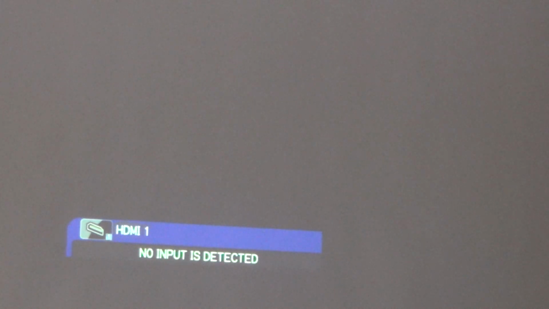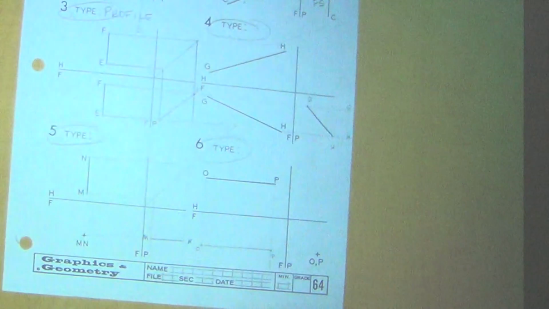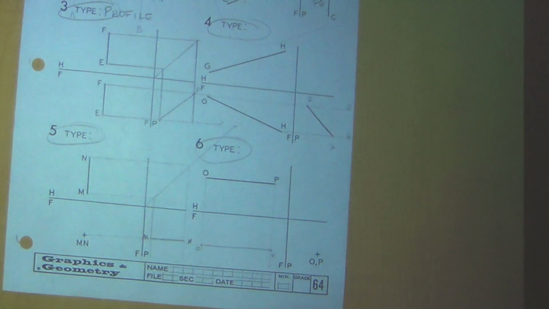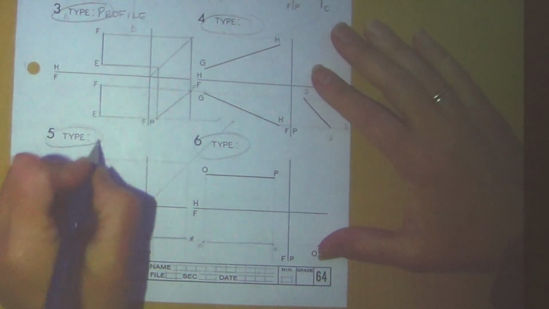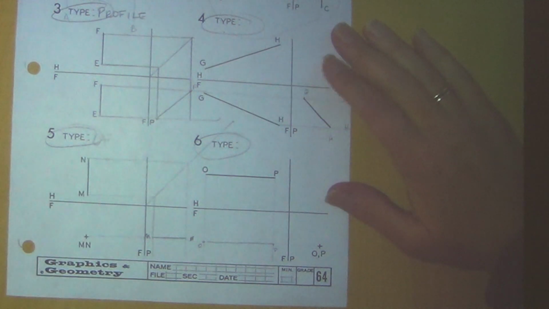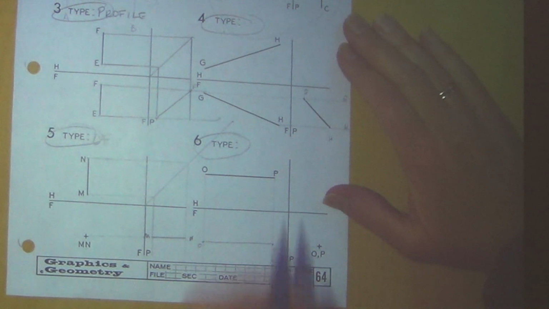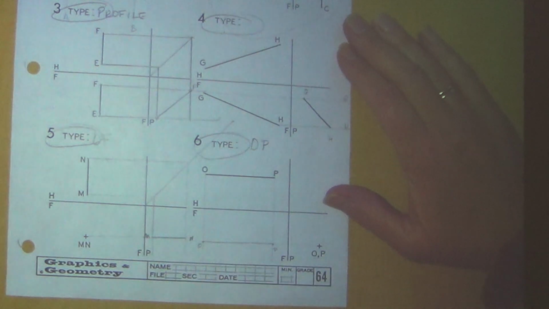What is interesting? An orthofrontal, what do you see? Only a point. This is an orthofrontal line. You only see the dot. So is there an orthofrontal here? Where? 5. Orthofrontal. What about 6? Orthoprofile.